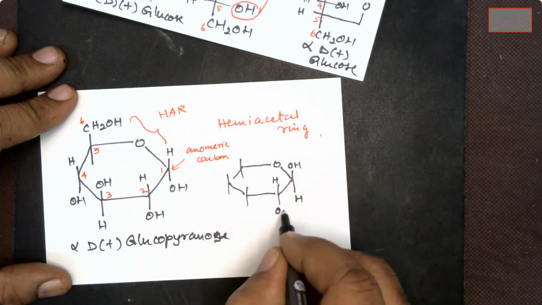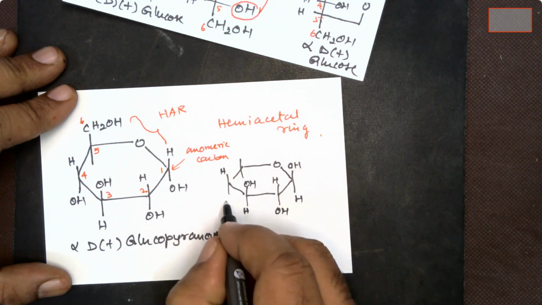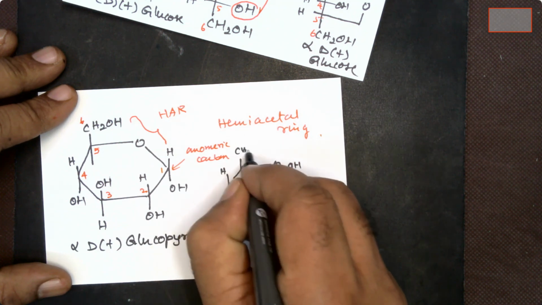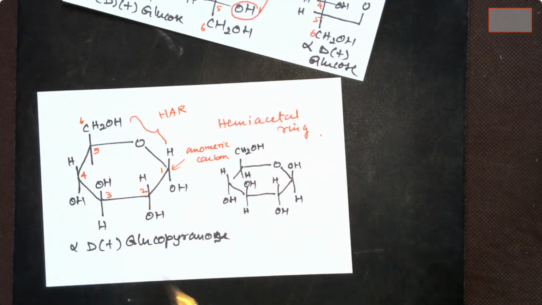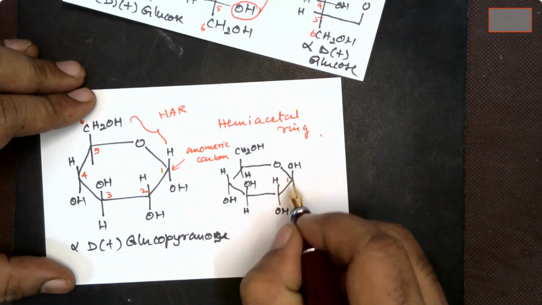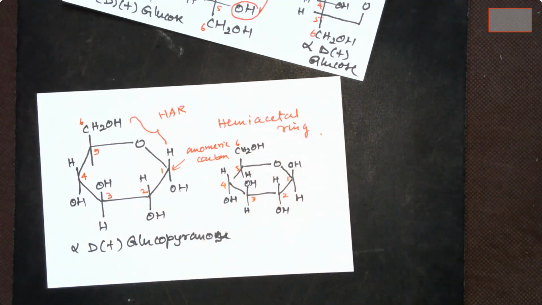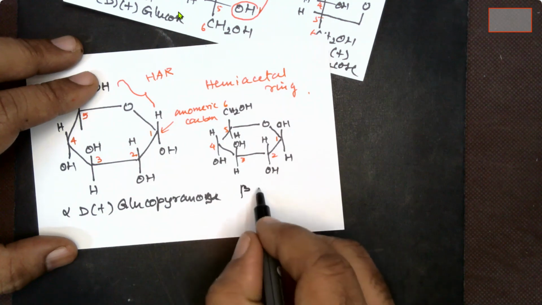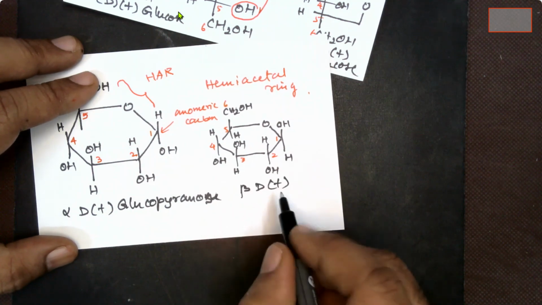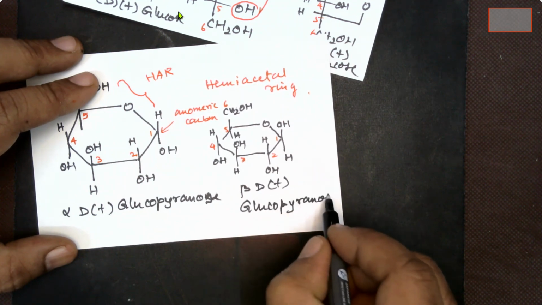So H, OH, OH, H, H, OH, and then CH2OH, and then H. Now you can find that is first carbon, second carbon, third, fourth, fifth, sixth. Done. So this can be written as alpha beta D plus glucopyranose. Are you able to follow this? Okay.